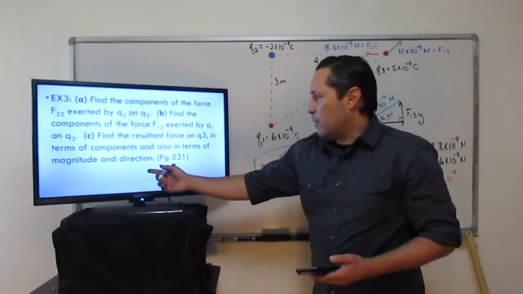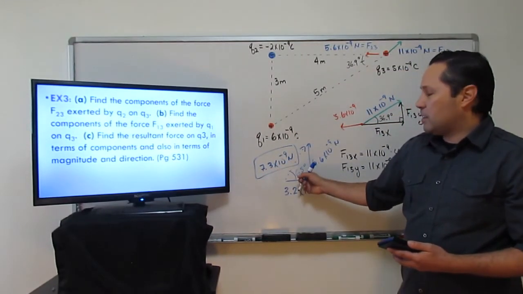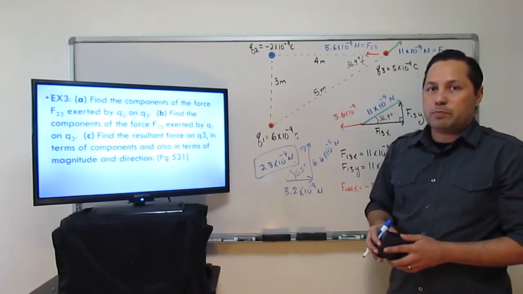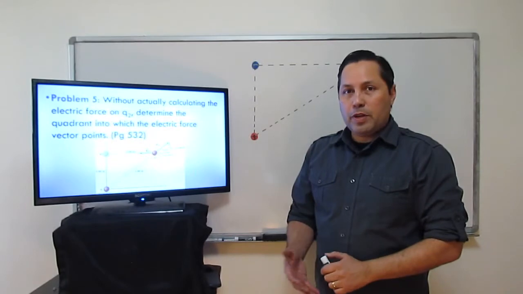And that is its direction. So magnitude 7.3 times 10 to the negative 9 and 65 degrees above the x-axis. All right, that takes care of example 3. Up next is problem 5.